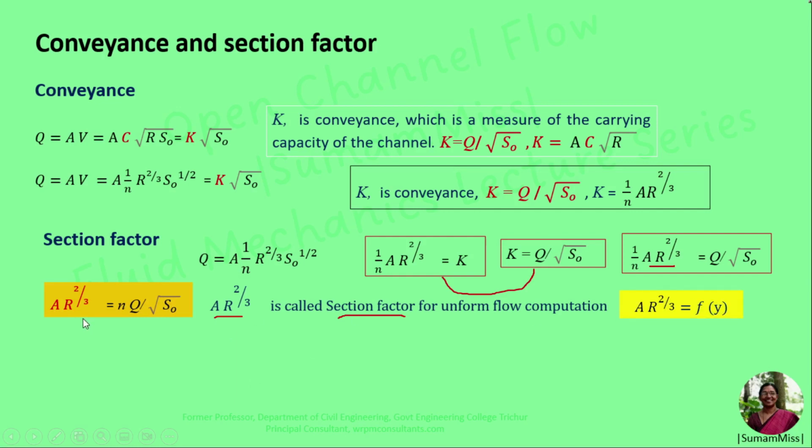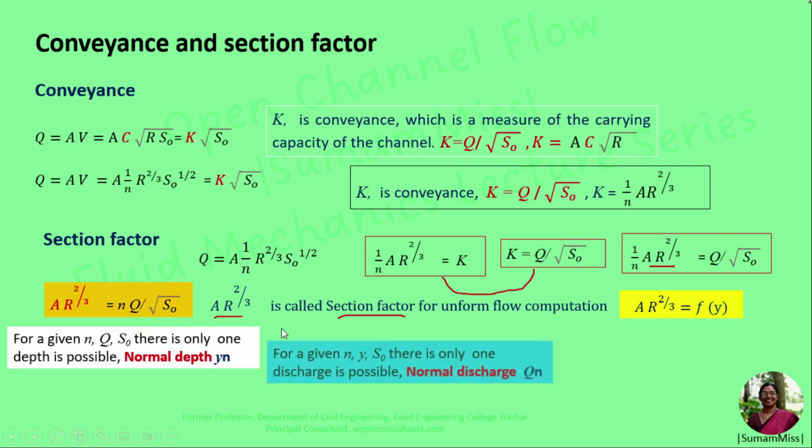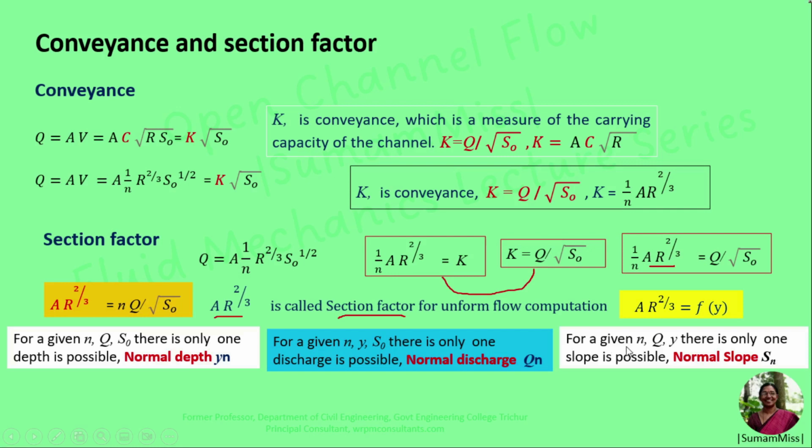So we can say that in uniform flow conditions, for a given discharge, roughness and bed slope, only one depth is possible. That depth is called normal depth. Similarly, for a given roughness, bed slope and flow depth y, only one discharge is possible, that is called normal discharge. Similarly, for a given n, Q and y, only one slope is possible, that is called normal slope or Sn.